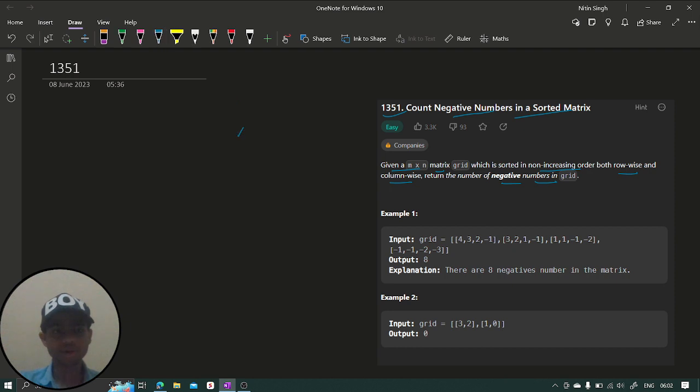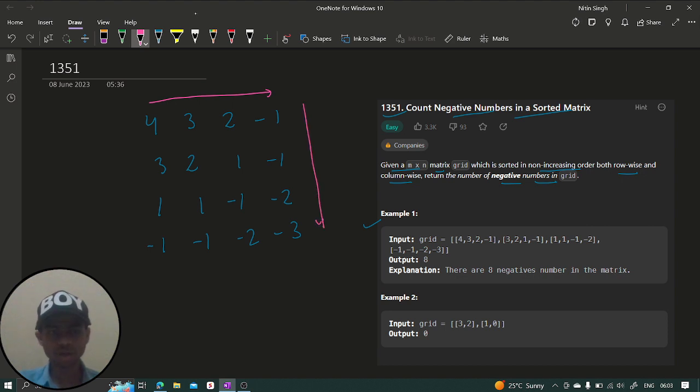That means descending order. So if we see this example one, here you will see we have this matrix: 4, 3, 2, minus 1, then 3, 2, 1, minus 1, and 1, 1, minus 1, minus 2, and the last row is minus 1, minus 1, minus 2, and minus 3. So guys, if you notice this matrix, it is sorted in non-increasing order from left to right row wise, right? And column wise, it is sorted in non-increasing order from top to down. You can see 4, 3, 2, minus 1, and here minus 1, minus 1, minus 2, minus 3. Right? So I hope it makes sense.